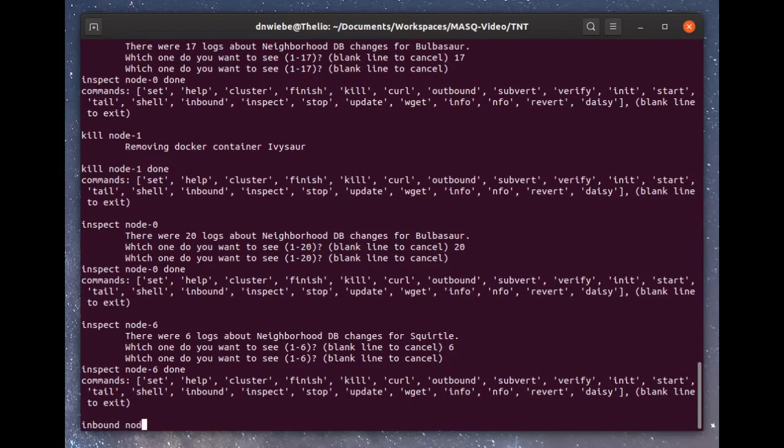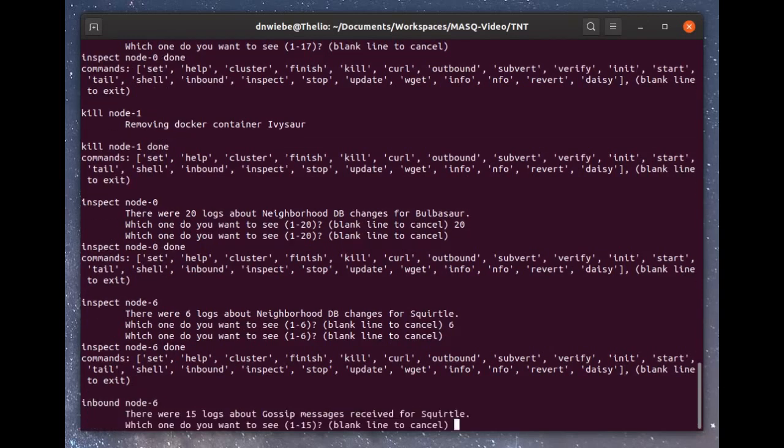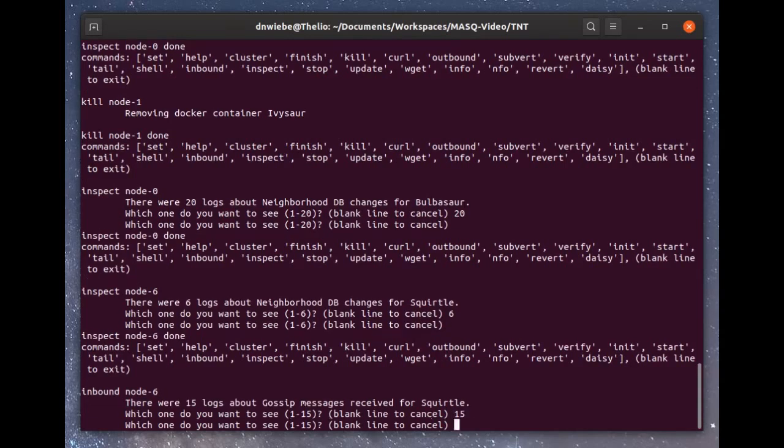Inbound node 6. There are 15 logs about gossip messages received for Squirtle. Again, what happens here is that TNT runs through the log for node 6 and identifies all the messages that have to do with incoming gossip, and it's found 15 of them. So it says, which one do you want to see? Well, I want to see the latest one, so I will say 15, and I got a pop-up here. Let's go take a look at that.